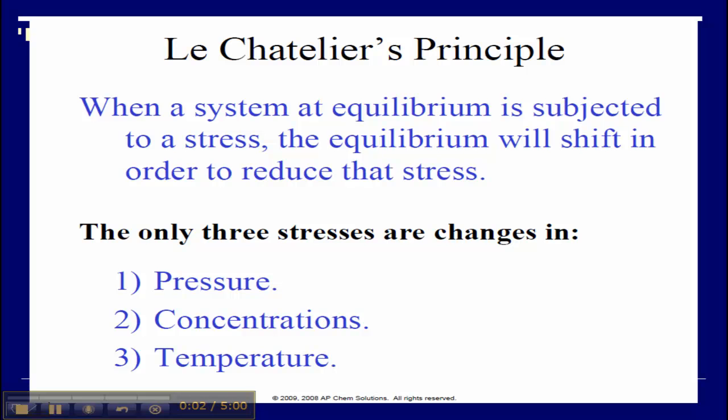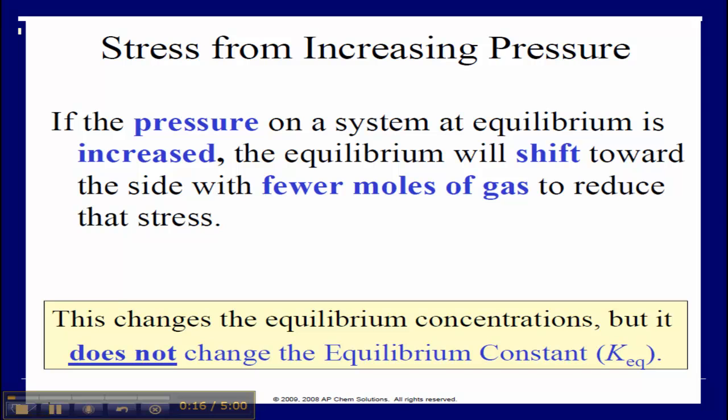Le Chatelier's principle tells us that when a system at equilibrium undergoes some kind of stress, the equilibrium is going to shift to reduce that stress. These stresses are pressure, concentration, and temperature. If the pressure on a system is increased, the shift is going to go towards the side with fewer moles. Now the value of KEQ is not going to change with a pressure stress. So if the pressure is increased, your equilibrium will shift towards the side that has fewer moles.